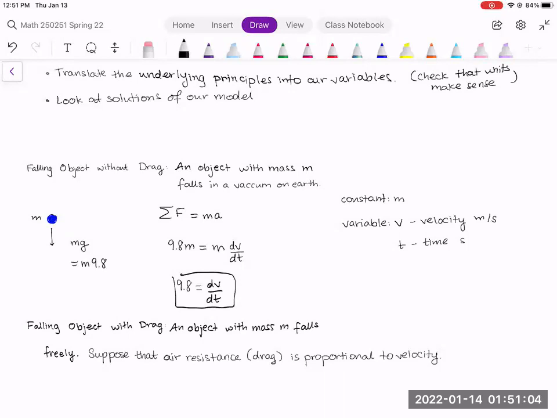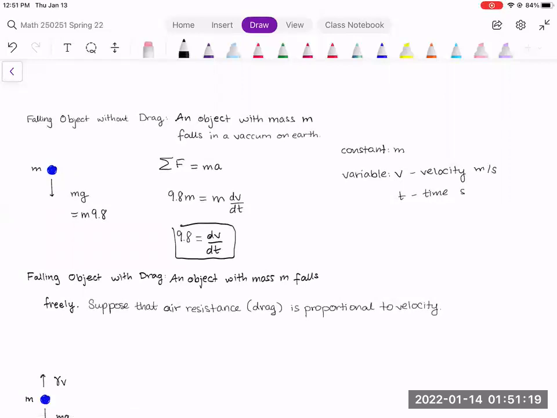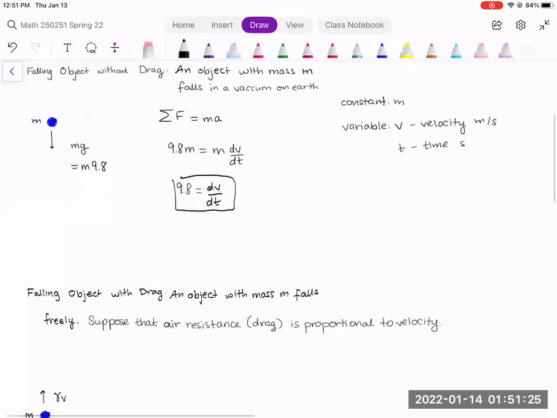We could add an initial condition asking whether we're just dropping the object at time 0 or whether maybe we're chucking it downwards, so it might have some initial velocity. But this is the basic model, and it's easy enough for us to solve. What do we find? This tells us that the velocity is going to be equal to 9.8 t plus a constant. And that constant will be what our initial velocity is. Okay. All righty.